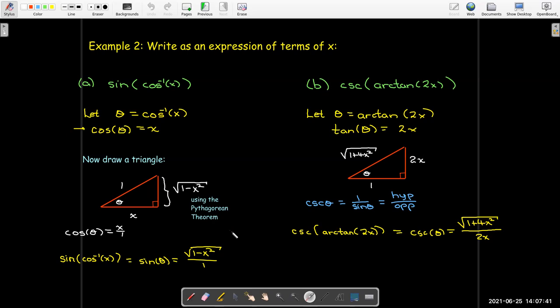So I hope that this refreshed your memory about the inverse trig functions and this triangle technique we're going to be using over and over throughout the class.